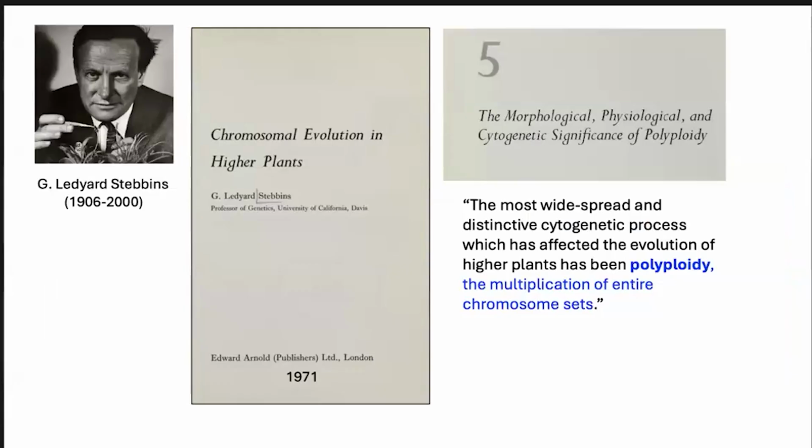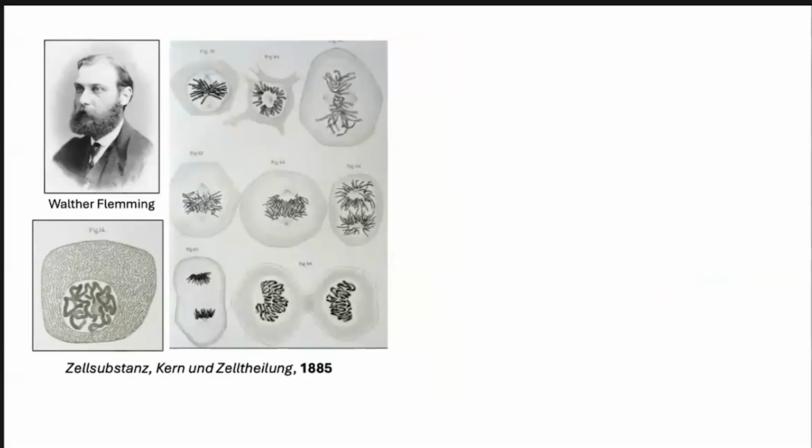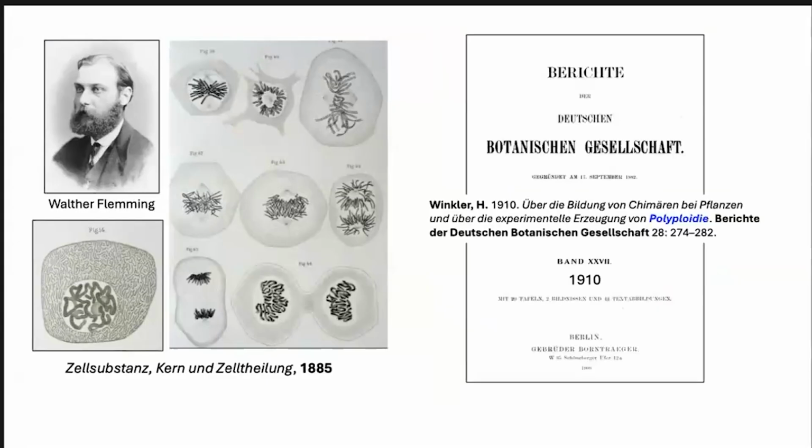So what he says is: the most widespread and distinctive cytogenetic process that's affected the evolution of plants has been polyploidy, the multiplication of entire genomes. So that's the definition. And pay attention to the fact that this is a chromosomal definition. So those genomes that we're talking about are chromosome sets, and that's where we start with all this. In fact, we wouldn't have had polyploidy until people started identifying chromosomes in the late 1800s. And in 1910 or so, polyploidy was first defined.